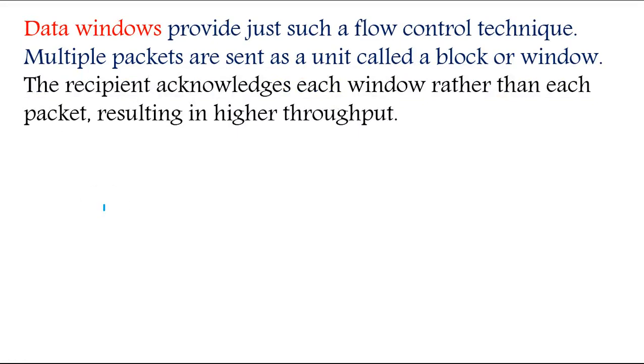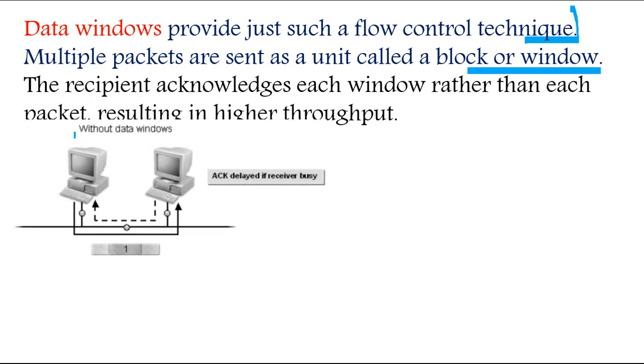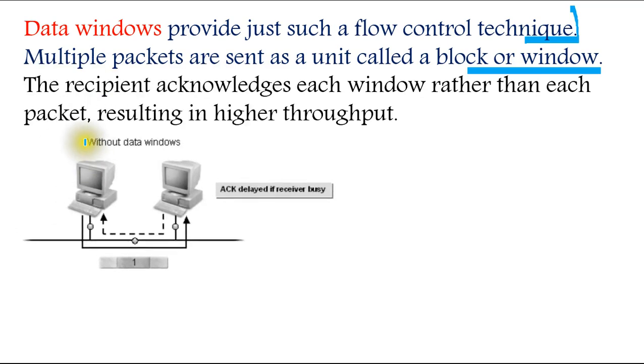So guys, data windows provide a flow control technique, very simple, and multiple packets are sent as a unit called a block or window. The recipient acknowledges each window rather than each packet, resulting in high throughput. Apart from this, you can see here an example without data window. Okay, data window is not involved in this. What is happening? Acknowledgement delay if receiver is busy.